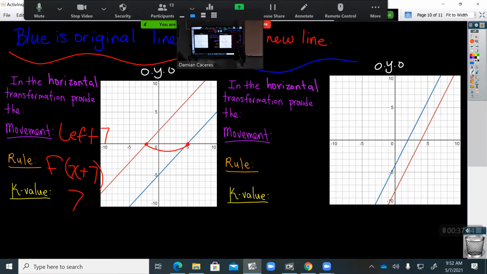On the second example, the movement from blue to red is simply 2 units to the right. So here we put 2 to the right. The rule for 2 to the right is f of x minus 2 in the parentheses because right is negative. And now the k value is negative 2.